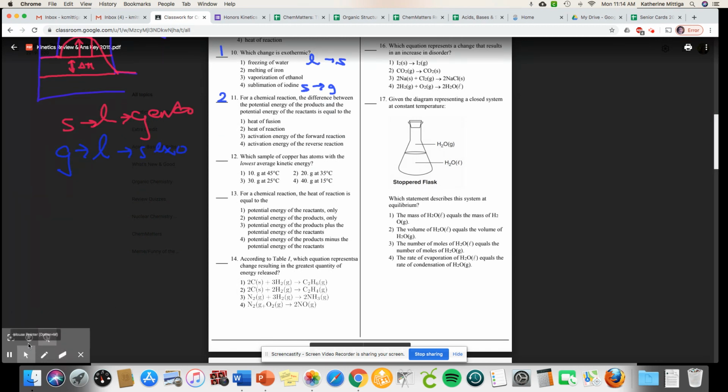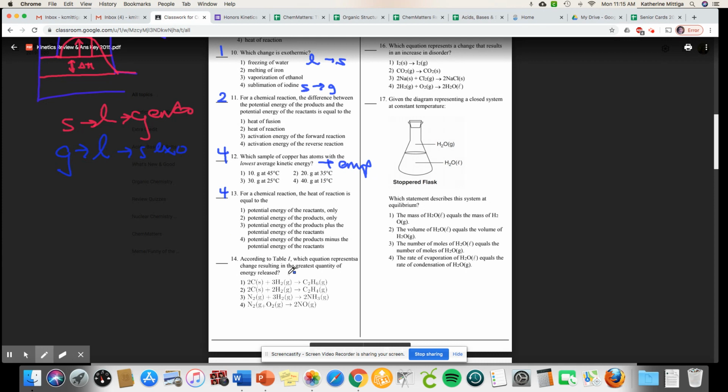Which sample has the lowest average kinetic energy? This is code for temperature. So we don't care about grams. Which is the lowest temperature is choice 4. Okay. The heat of, we just did this. The heat of reaction is equal to the PE of products minus PE of reactants. It's always final minus initial. So the final is the products, the initial is the reactants.